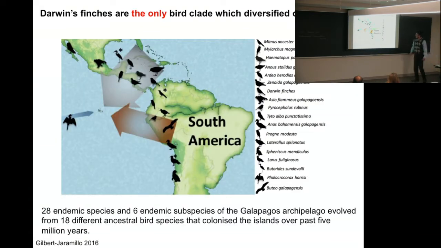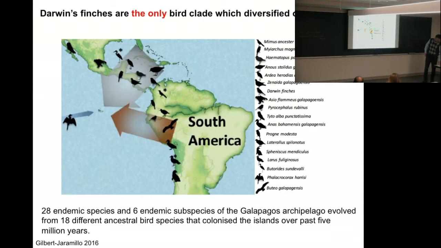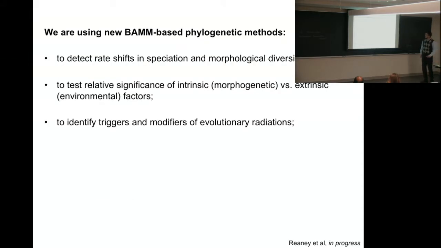If you look at the history of colonization, there are 28 endemic species and 6 endemic subspecies on the Galapagos archipelago, which evolved from 18 different ancestral bird invasions that colonized the islands over the past 5 million years. So there's only one clade, Darwin's finches, that radiated, though all of them had the same opportunities, and mockingbirds arrived even earlier. This is important because most of the speciation for Darwin's finches occurred in the last million years, when all of these colonists were already in place. Same space, same time, same opportunities. They're the only clade to compare with Darwin's finches.